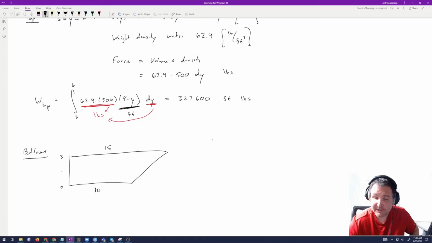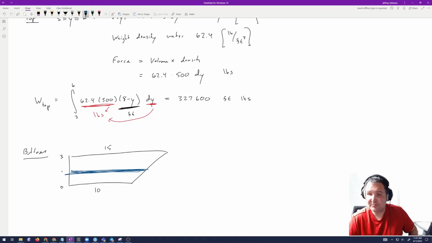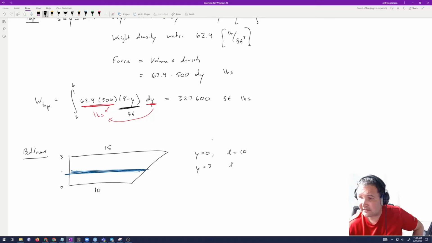And so how do you figure out exactly how much water would be at one of these cross-sectional areas? Well, we need an expression in terms of y of how long that is. And you can use some proportional arguments here. This is just linear growth. The amount of water here is growing linearly as y increases. So when y equals 0, the length is equal to 10 feet. And when y is equal to 3, the length is equal to 15 feet.